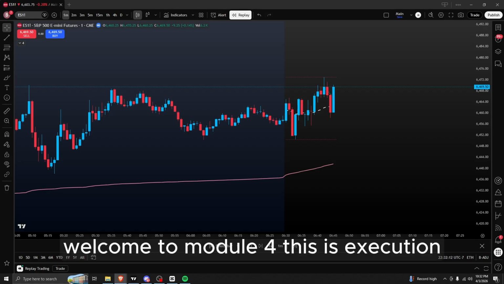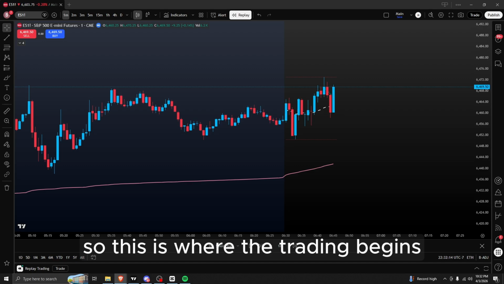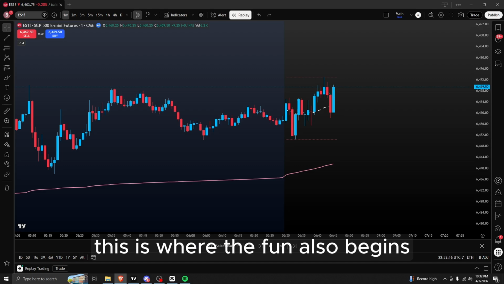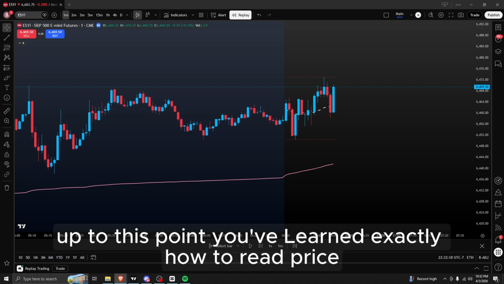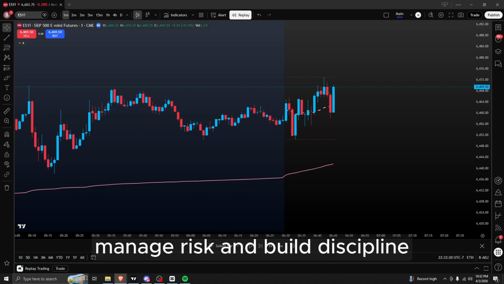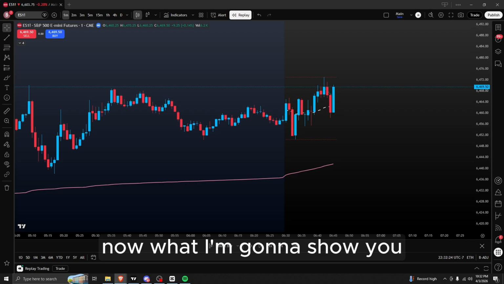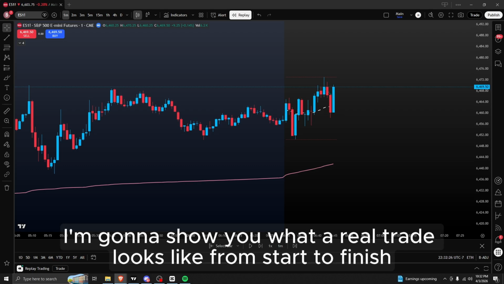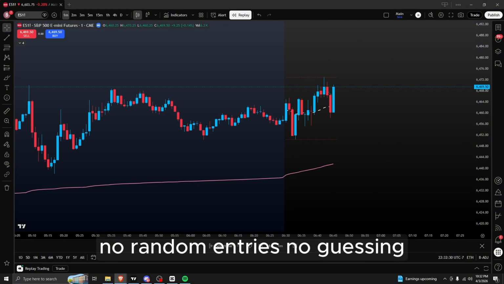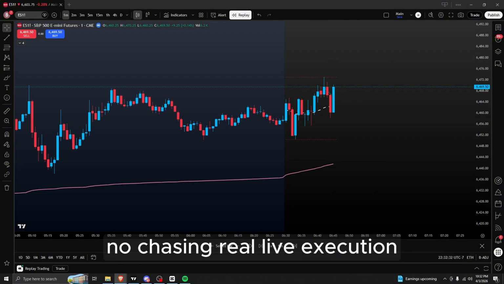This is execution. So this is where the trading begins. This is where the fun also begins. Up to this point, you've learned exactly how to read price, manage risk, and build discipline. Now I'm going to show you what a real trade looks like from start to finish. No random entries, no guessing, no chasing, real live execution.